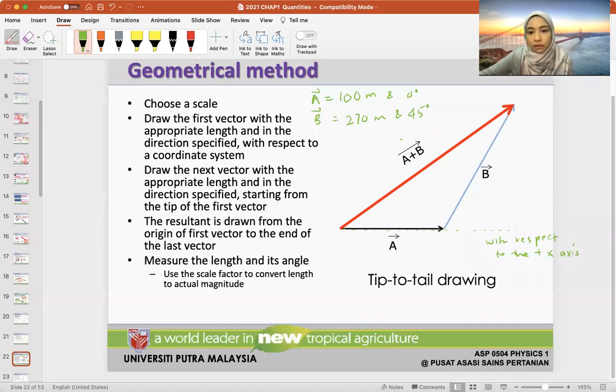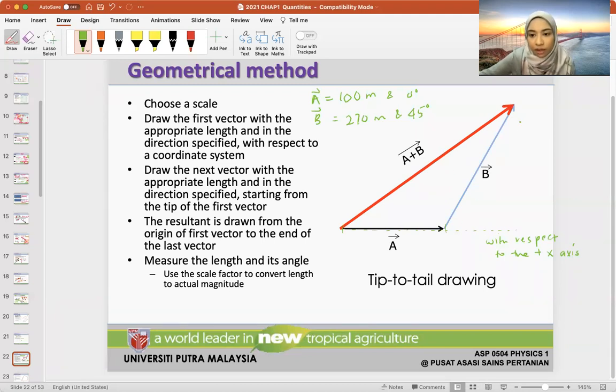Okay, so A vector is 100 meter, that's the length. And then 0 degrees with respect to the x-axis. Sebab dia betul-betul atas x-axis. So angle A with x-axis kosong lah sebab di atas kan.